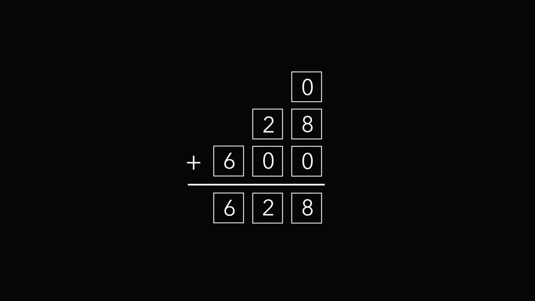0 plus 28 plus 600 is equal to 628. But we could also move the 8 down to this third number so that we have 0 plus 20 plus 608 is equal to 628.